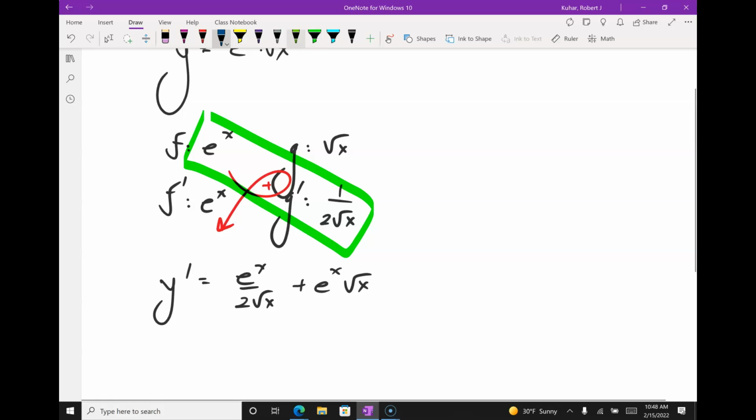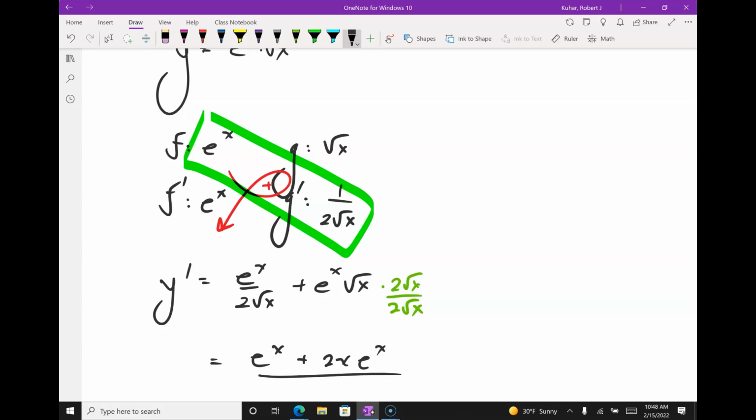So I can see here I need an LCD of 2 rad x. So I'm going to multiply my second term by 1. Right? You see, I'm trying to get my denominators to match. So I get, what? e to the x plus 2 e to the x. Oh, sorry, 2x e to the x, right? Yes, exactly. So I got my single denominator now. But make sure you notice this. 2 times an e to the x times an x, right? Rad x times rad x is x, yes? So I get 2x e to the x.